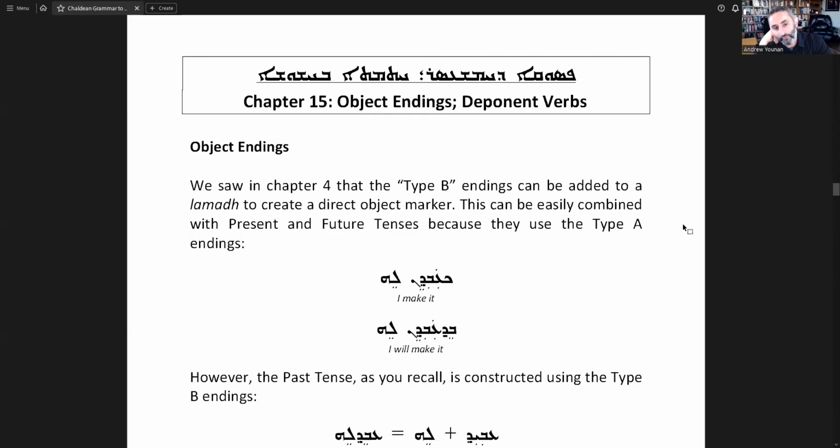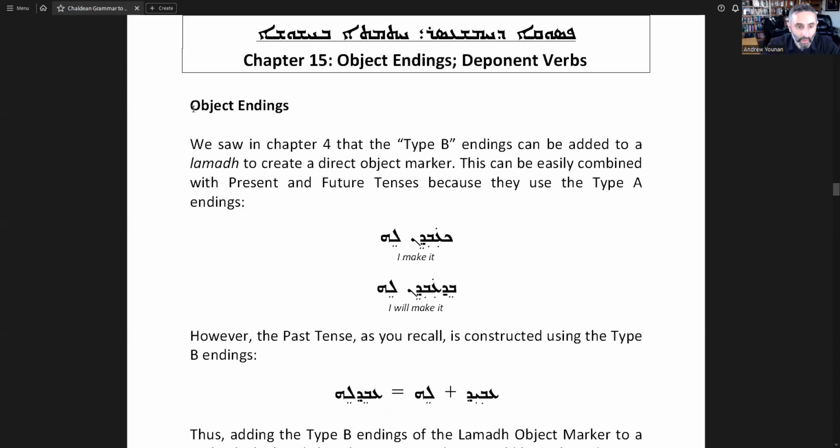Chaldean Grammar, Chapter 15. We're going to talk about object endings and some deponent verbs. We'll talk about what those are in a second. Object endings. We saw in Chapter 4 that the type B endings can be added to a lemma to create a direct object marker. All right, let's do a little bit of grammar here.